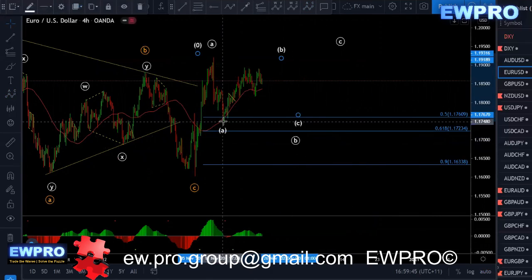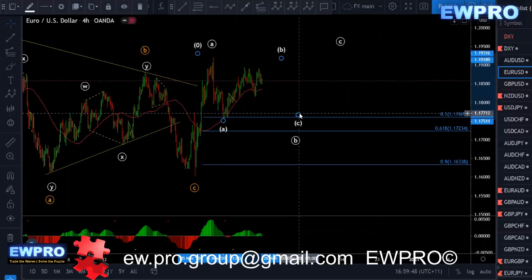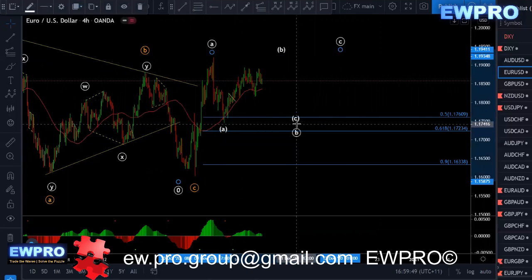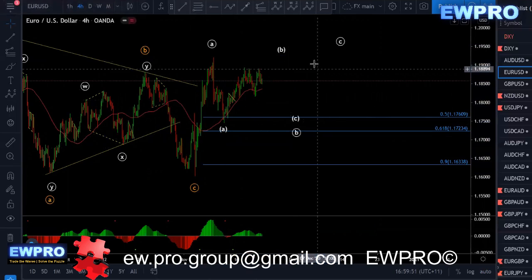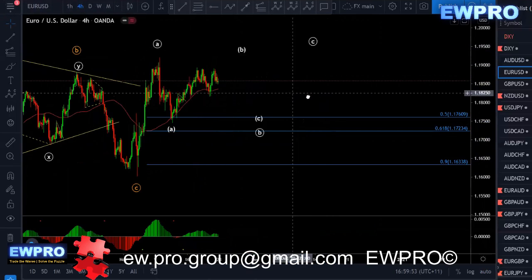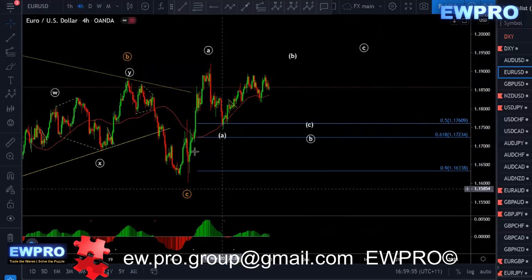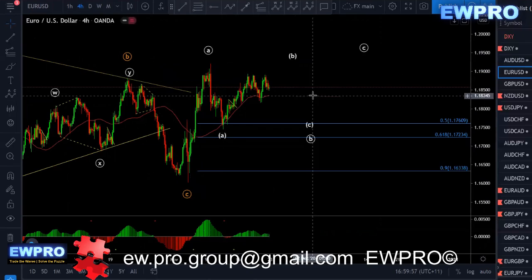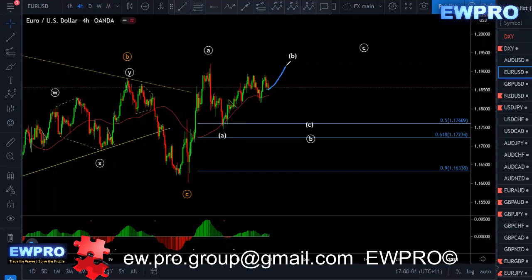So I'm looking for that internal A, B, C to go and finish off the B wave. I don't think it'll go from here. We really need this wave down. Wherever this goes, we need that C down before you can look for those buys, I think. That's going to be the safest option.